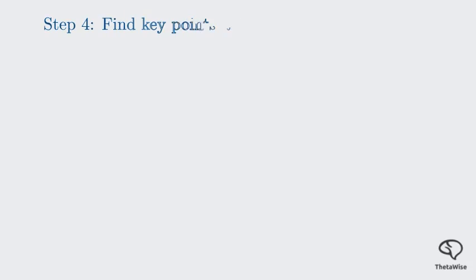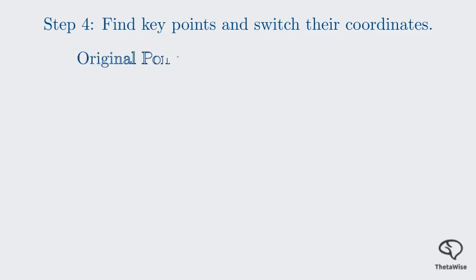Step 4 is the core of transforming the original graph into its inverse. The fourth step is to look for convenient points on your original graph and mark their images. This is where you switch the x and y coordinates. For every point (a, b) on the original function's graph, the point (b, a) must be on the graph of its inverse. For example, if the original point is (a, b), the inverse point will be (b, a). A special case is if the graph passes through the origin, (0, 0). If a graph passes through the origin, then its inverse also passes through the origin, because switching 0 and 0 doesn't change the point.